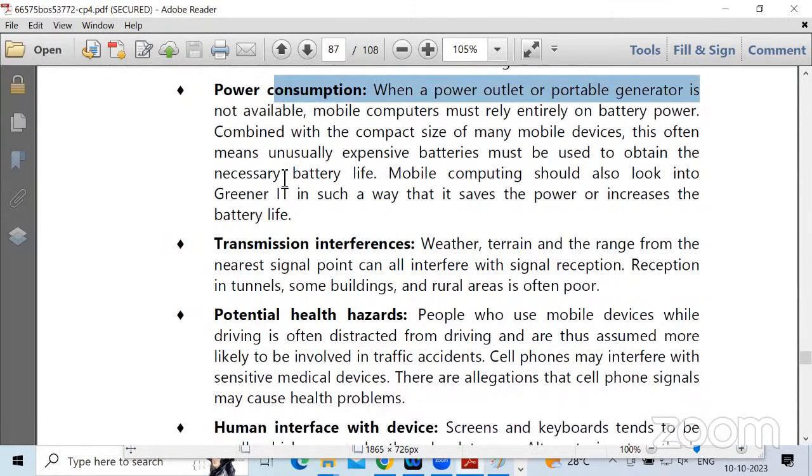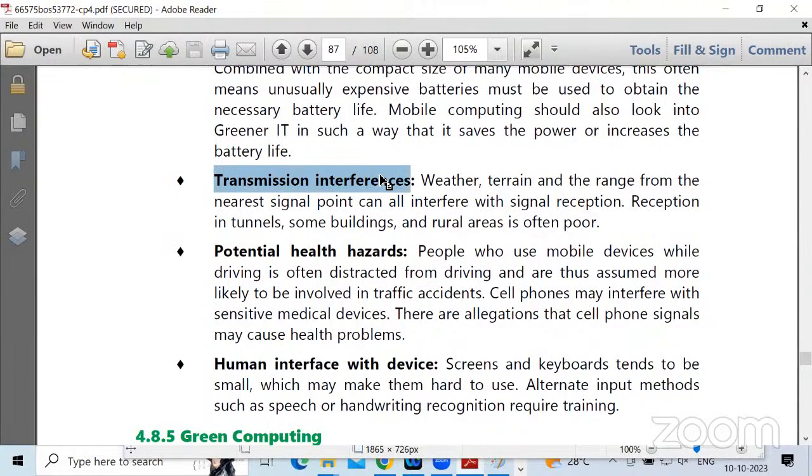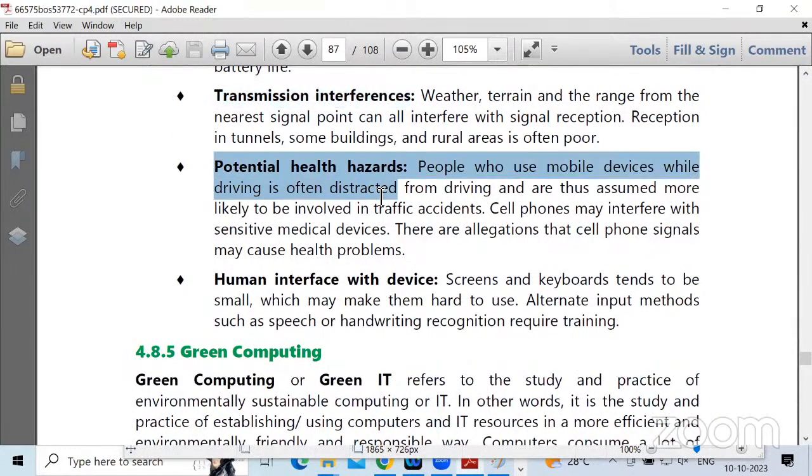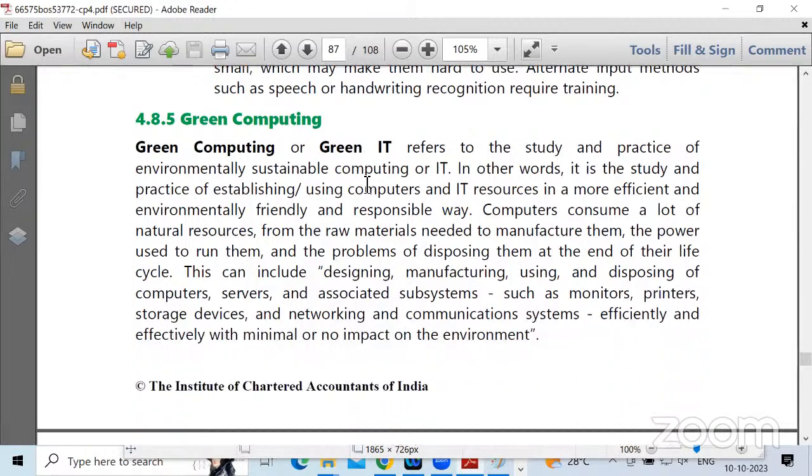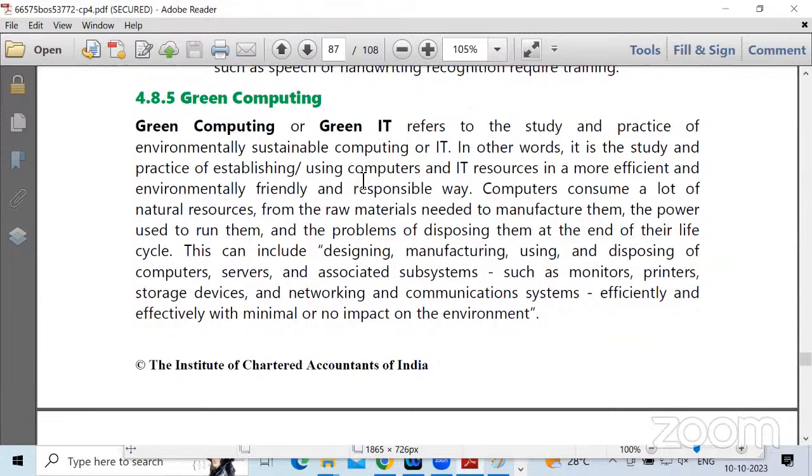Then power consumption and transmission interferences. If you are in a remote place or a hill station or a remote location where internet facility is not there, then a lot of transmission interferences could be there. Potential health hazard. Why? You are keeping your smartphone always near your head, so that may cause cancer-like things, etc. Then human interface with the device, of course. Even now, human interfacing with the devices. You want to talk to your mother or your father, you are in one room, your father is in another room, you are sending a message. You are living with devices. You are not talking to the person, rather you are talking to the devices. The same thing happens in mobile computing.